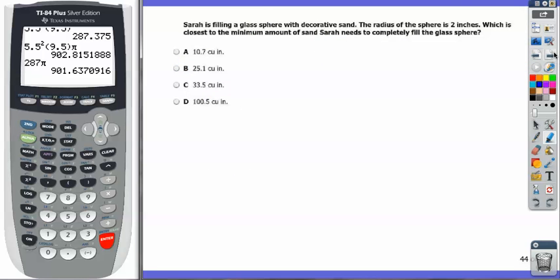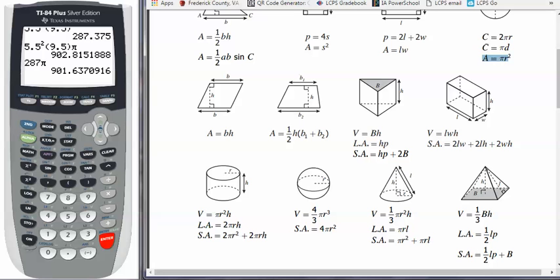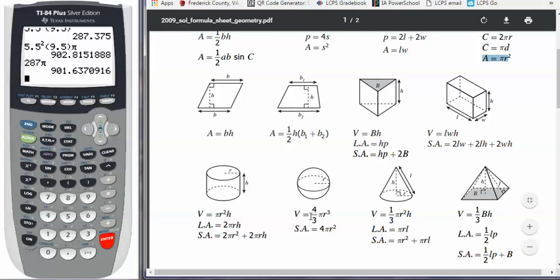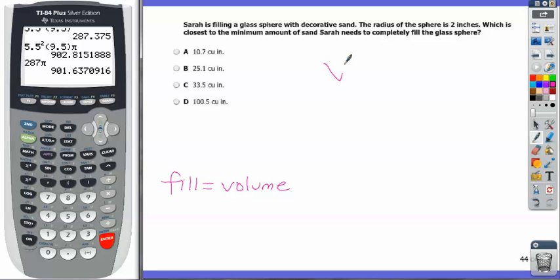Sarah is filling a glass sphere. So when you fill a sphere on the inside, to fill something up is volume. So I'm going to have to look at my formula sheet and find the sphere. Volume is 4/3 pi r cubed. Step 1, there's a pi. Is there a pi in my answer choices? No, I'm going to have to use that pi button.